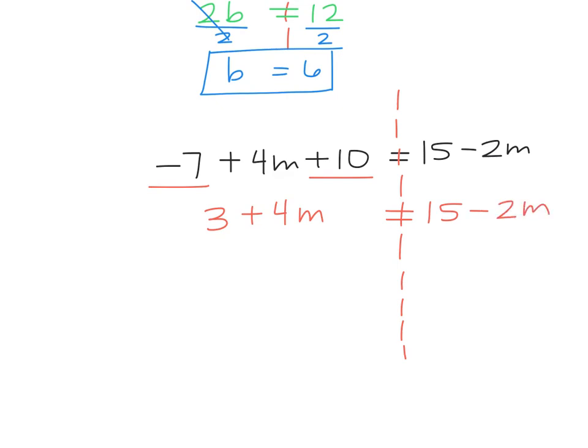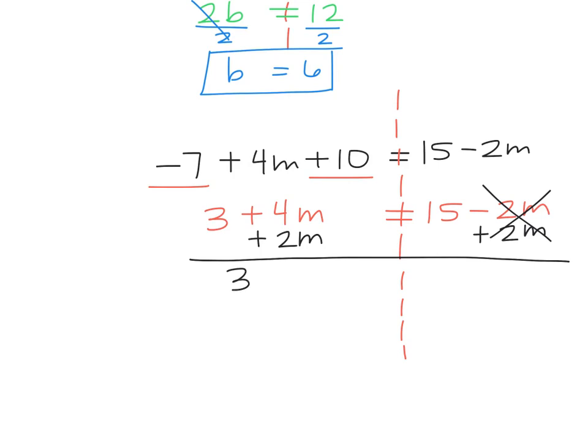Okay, now for this one, notice what's going on. You have a negative 2m here. So if I want to get rid of that, I actually add 2m. On this side, it's a positive 4m, so to get rid of it, we would subtract it. And it's fine, you may do either way, but I think it's a little bit easier if you add the 2m over here, because then you get to add it over here, and then you're not working with negatives. Okay, so that would cancel, and I'm left with 3 plus, this would be 6m, equals 15.